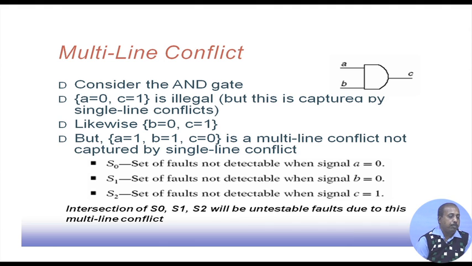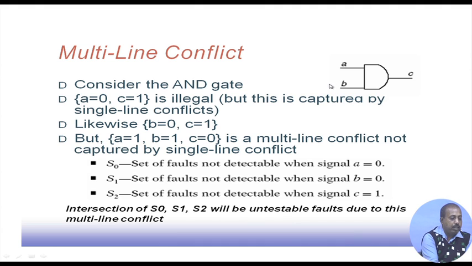Sometimes we need to proceed with multi-line conflict. Say this is an AND gate, A equal to 0, C equal to 1 is illegal, because if I set A equal to 0, I cannot get C equal to 1. If I find the implication of A equal to 0, I will get C equal to 0. So, C equal to 0 and C equal to 1 is a conflict, and it can be found by the single line conflict. On the other hand, B equal to 0, C equal to 1 is also a conflict, because this cannot be done. However, A equal to 1, B equal to 1, C equal to 0 is different.